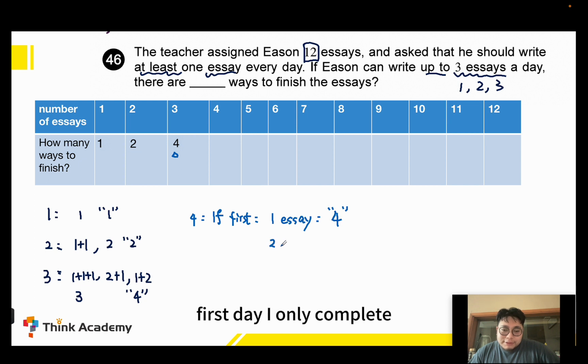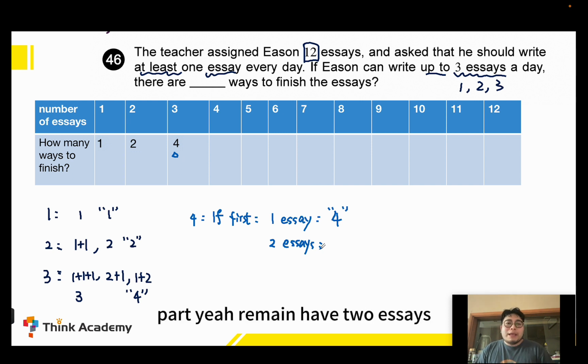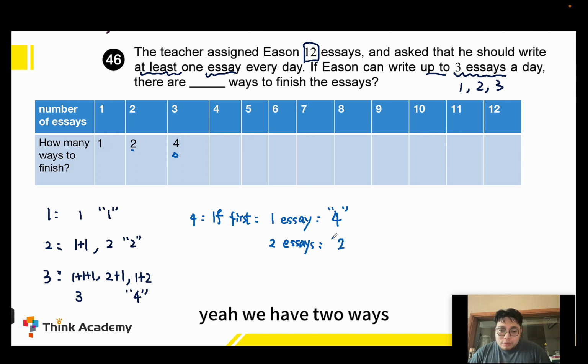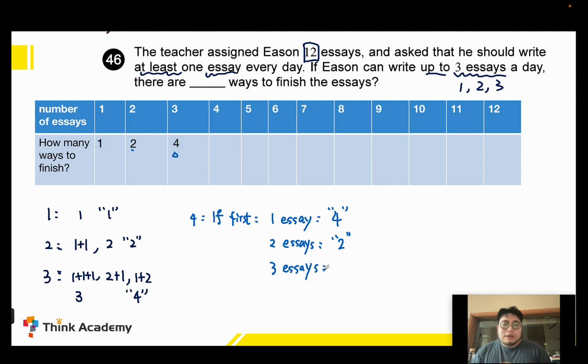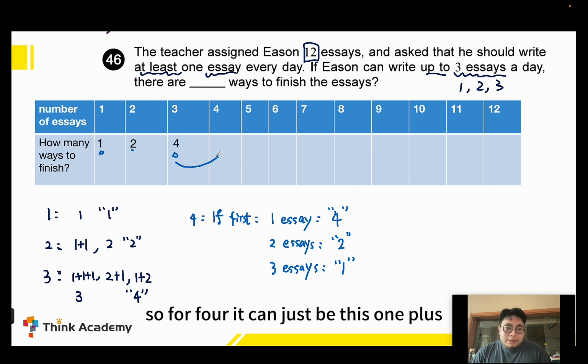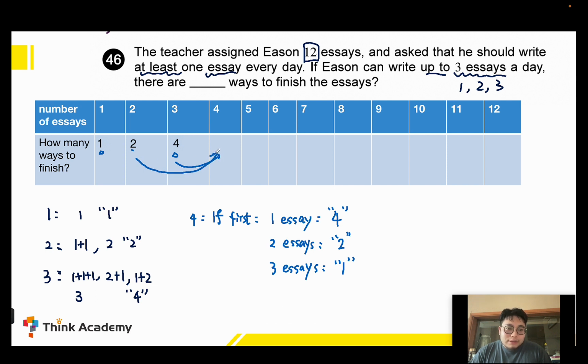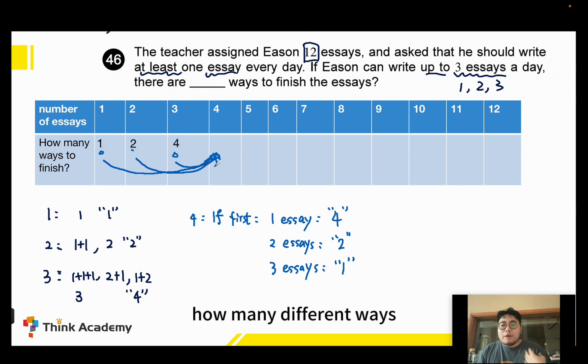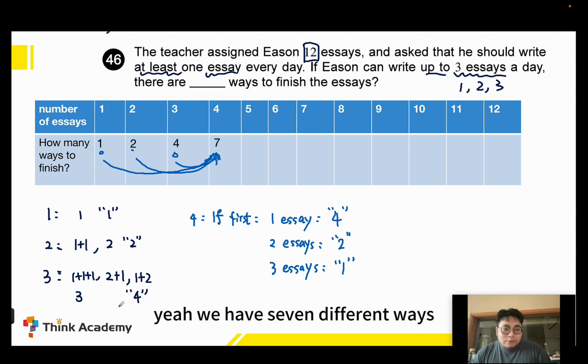And if the first day I only complete 2 essays, what's the remaining part? Remain have 2 essays. So for 2 essays, how many ways? We have 2 ways. And if the first day I complete 3 essays, what's the remaining part? I remain have only 1 essay. So for the 1 essay, how many ways we can complete? We have only 1. So for 4, it can just be this one plus this one and plus this one. So 1 plus 2 plus 4, how many different ways? We have 7 different ways.